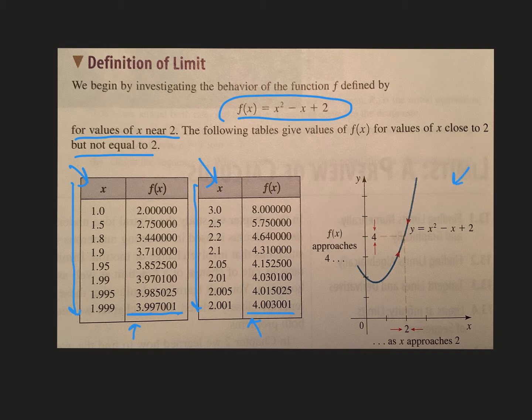All right, now, you can also look at it on a graph. Okay, so I'm looking at the graph. If I come from this side, it's getting closer and closer to, there's 4 right there. And if I look at this side, I'm getting closer and closer to 4. So the way we read this is as x approaches 2, f of x or y is getting closer and closer to 4.